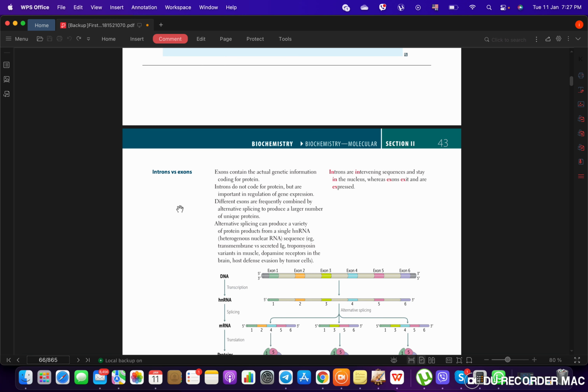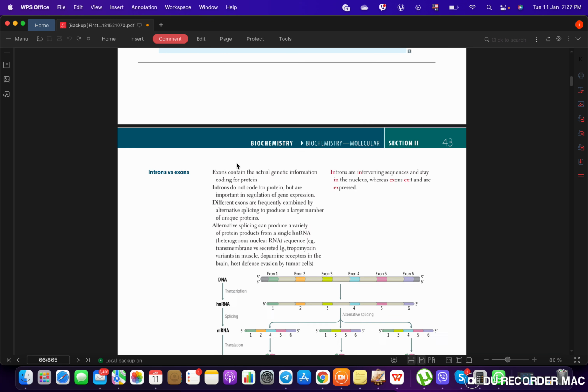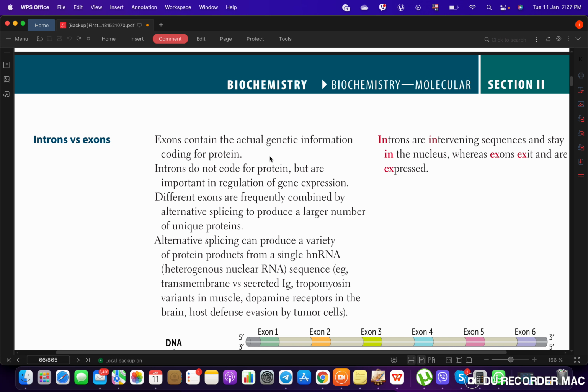Let's speak about introns versus exons. Exons contain the actual genetic information coding for the proteins. And we said exons get expressed, introns get thrown away. The introns do not code for the proteins, but are important in the regulation of gene expression. Okay, because they are like, yes, take that piece, no, take that piece. Remember when I told you about 1, 2, and 3? For example, if 1, 2, 3 are together, they code for the brain. If 2 and 3 are together, they code for the epithelium. So stuff like that. So it's the introns who decide which portion to stay.